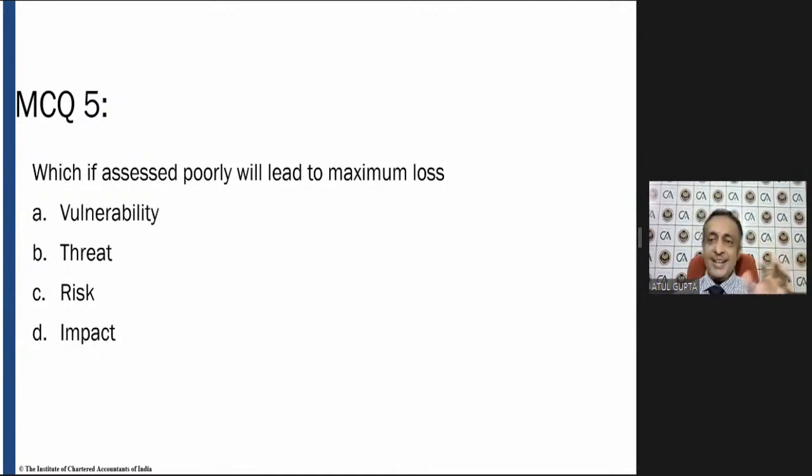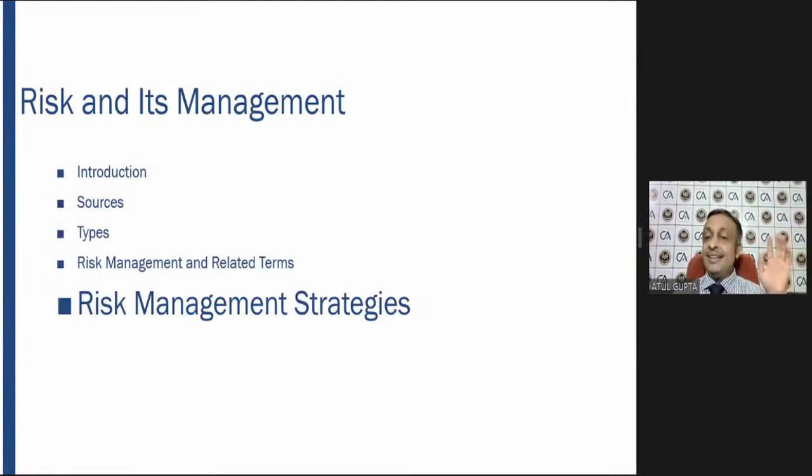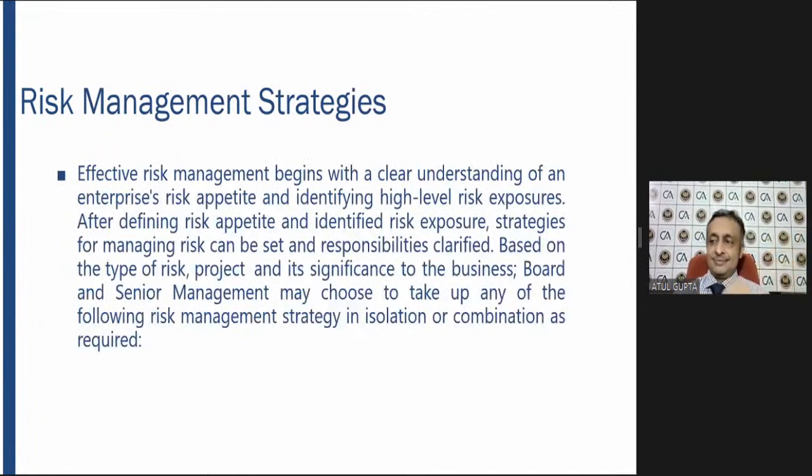So by the time you answer, let me go ahead. The answer to this question was A, vulnerability. Then risk management strategies. Risk management begins with a clear understanding of the enterprise's risk appetite and identifying the high-level risk exposures. After defining risk appetite and identifying risk exposures, strategies for managing risk and responsibilities are clarified.